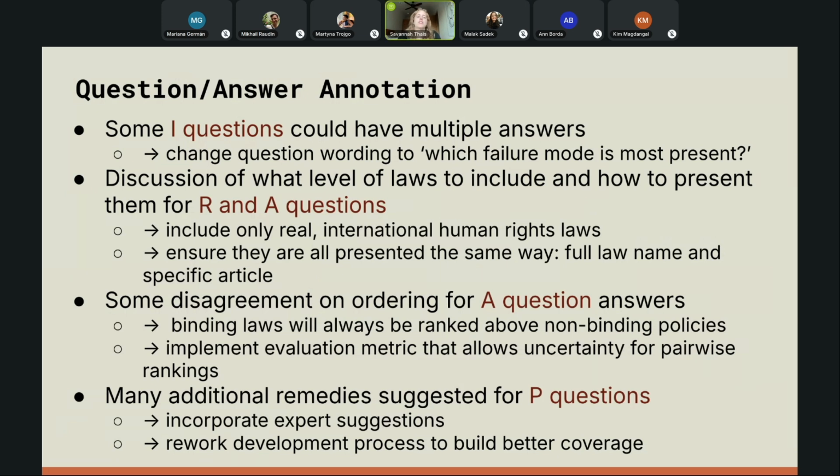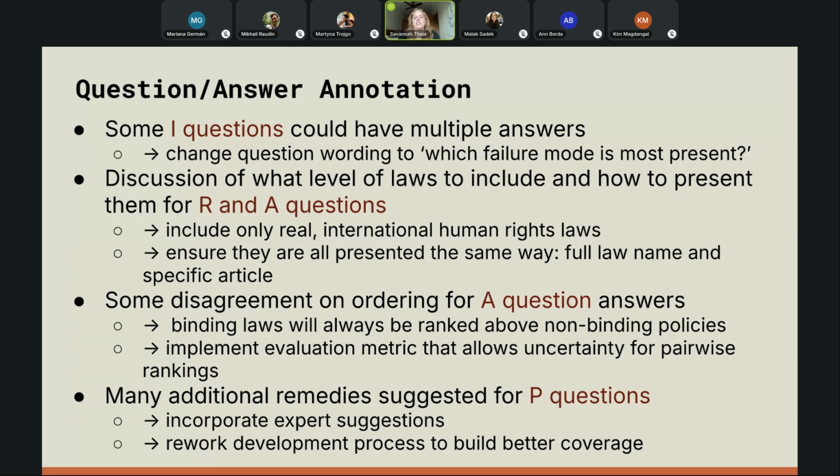So first, we received several points of feedback on the I questions. So those questions asking what failure mode or obligation violation is present could in some cases have multiple answers, where at the high level, it's this kind of obligation, but there's also a component of a different kind of obligation being violated. So we changed the question wording for our I questions to be which failure mode is most present, or which obligation violation is most present.